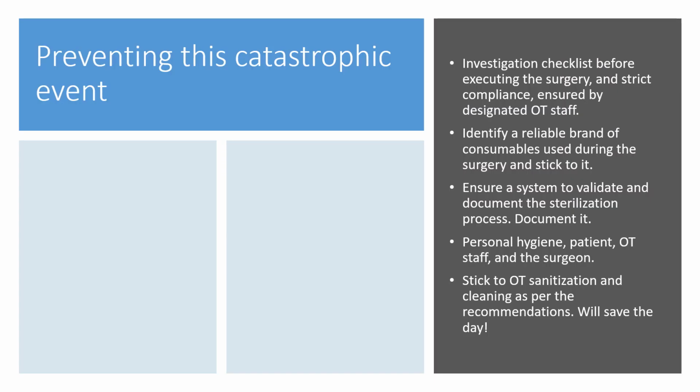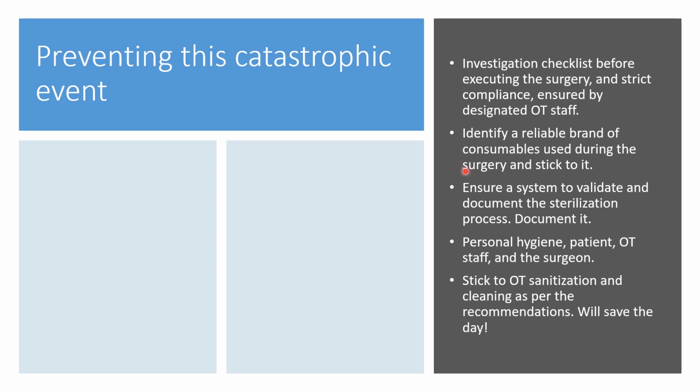Now, what can be done to prevent this catastrophic event? One should have an investigation checklist before executing the surgery, and strict compliance to be ensured by the designated OT staff. Whatever precautions one is using can be printed out in the form of a checklist, and one has to depend on that checklist to be cleared. Only then the patient is shifted to the OT.